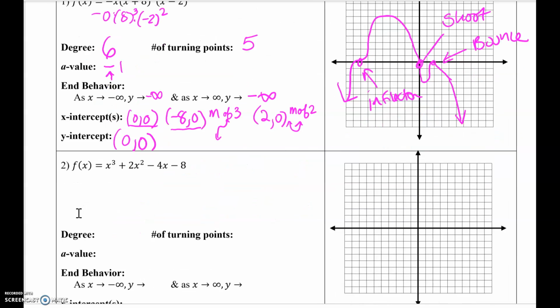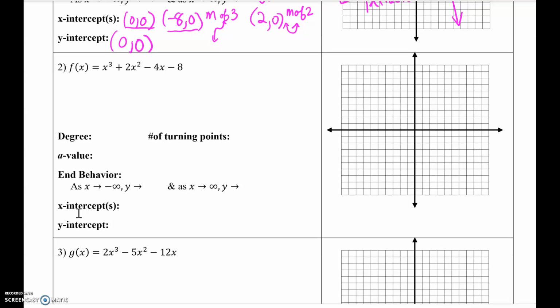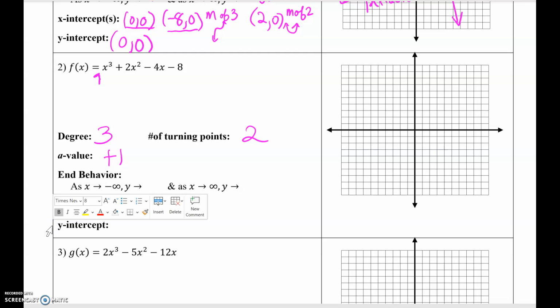Looking at number 2. Well, this one is in expanded form or standard form, and so I'm going to factor this, but first of all I can see that it has a degree of 3 because that's the highest exponent, so there are 2 turning points. The a value is part of the lead coefficient and it is positive 1. So with an odd degree, positive 1, it means the x and y are going to go the same direction. So negative infinity for x, negative infinity for y. X goes to positive infinity, well, so does y for a positive a value with an odd degree.